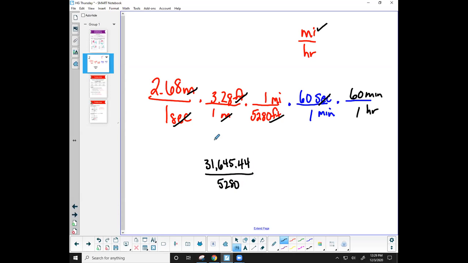All right, so in my numerator, when I multiply that all together, I have 31,648.44. In my denominator, I have a 1, a 5280, a 1, and a 1. So that one's kind of nice. That's just 5280. So when you get done, you should have 5.99. And now we are in miles per hour.